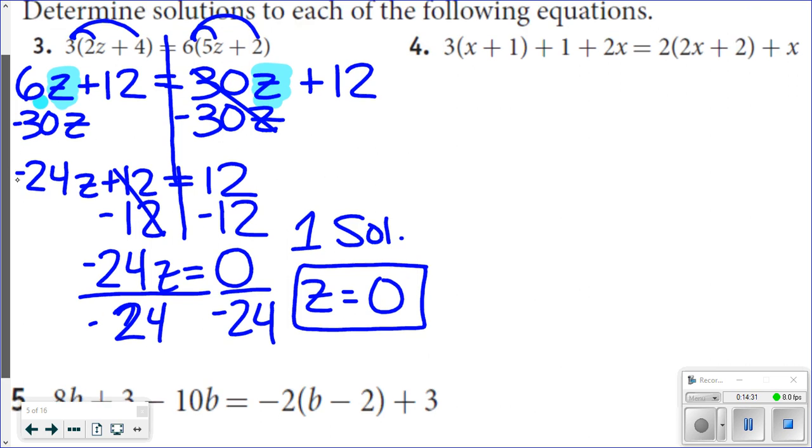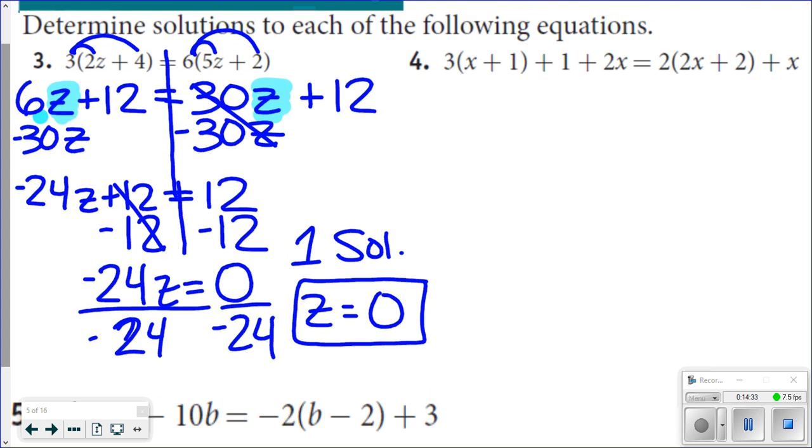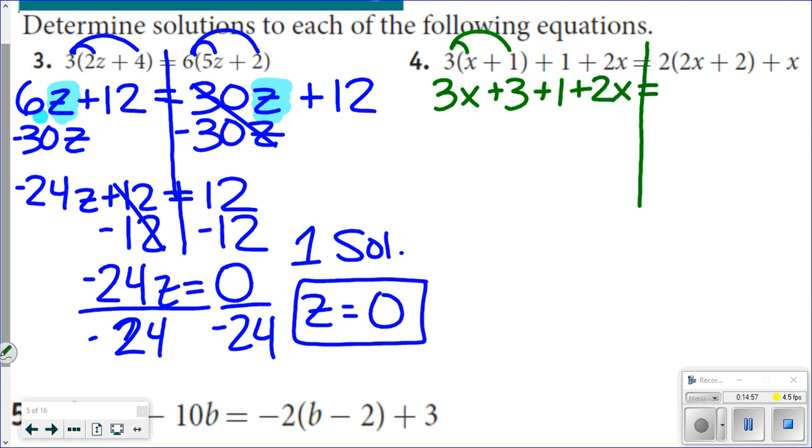Question 4. Let's do the same thing here. Keep our two sides separate. I have a 3 out in front of parentheses. So let's distribute. 3 times x is 3x. 3 times 1 is 3. Bring down your plus 1 and plus 2x. I have like terms here.